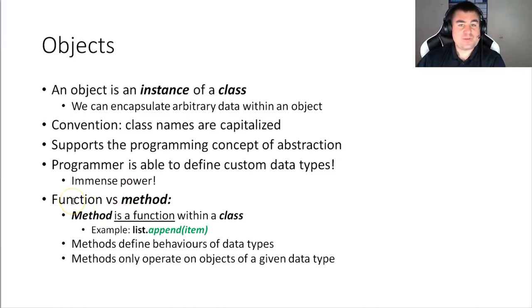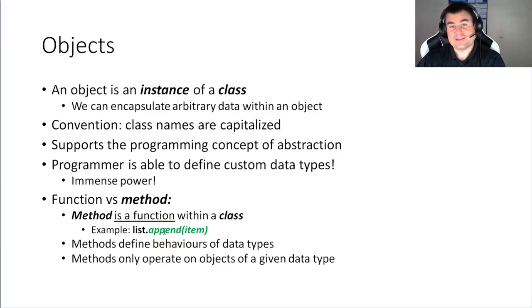Now, I mentioned before this function versus method, and I said a couple of segments ago, I called something a method, and I said, don't worry, we'll come back to it. So what is a method? A method basically is a function. It is a function, but if a function is contained within a class, it is called a method. So remember that list.append item, I said it's a method.